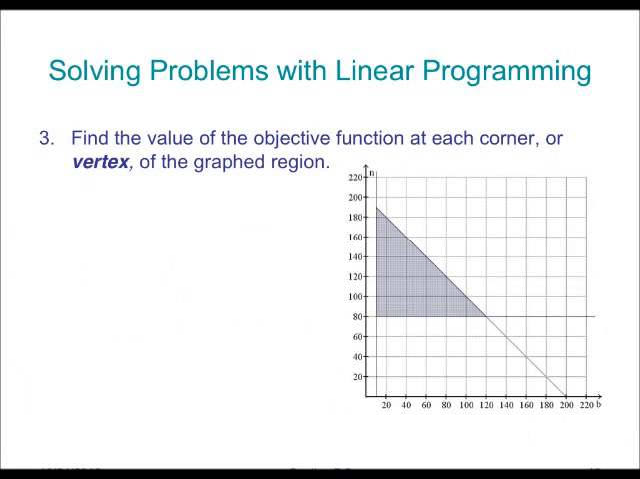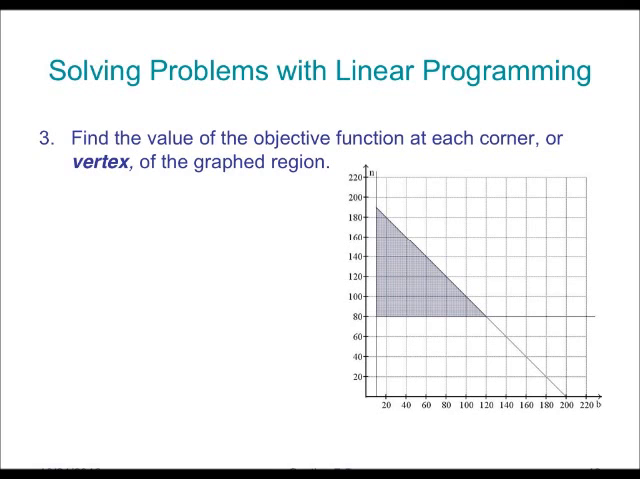The final step, we're going to find each of these points, the corner points, the vertices. Notice I have three sides to this shaded region. Doesn't matter how many sides there are, as many sides there are is going to be the number of vertices that we're going to have to find.